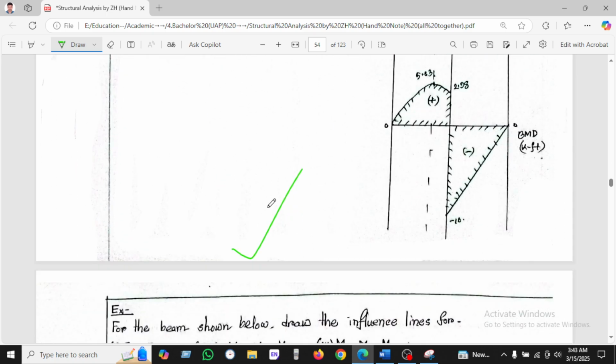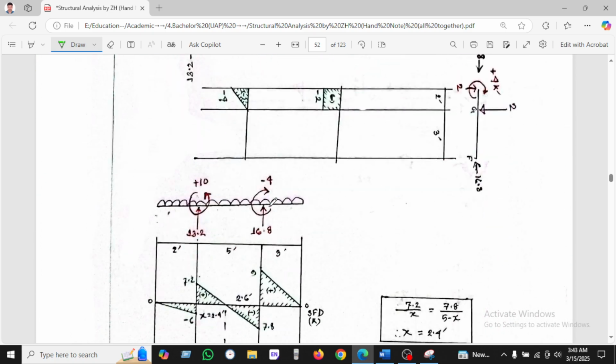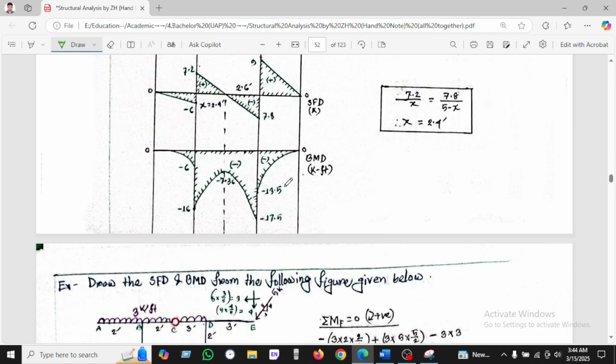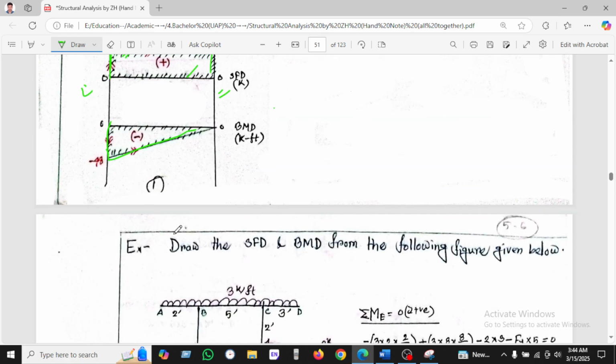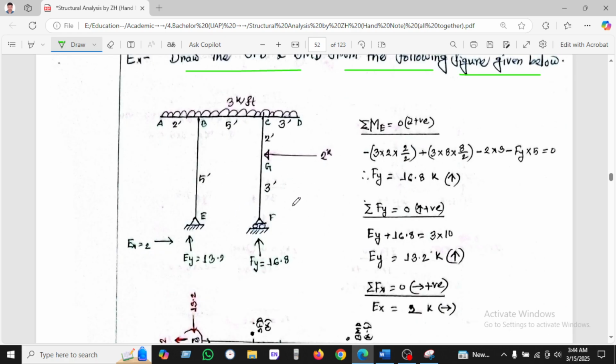It might be the last one, so let's see the last example. No, this is not the last, there is another example here, this will be the last. Okay, so you can see here the shear force and bending moment of the following figure is given below. We can see here. So we're taking the moment at E point, and we'll find the Fy.